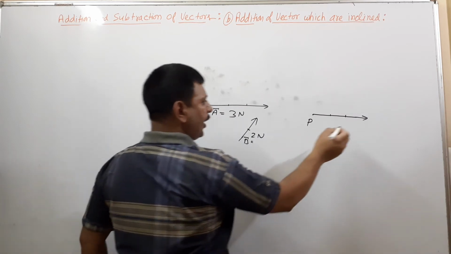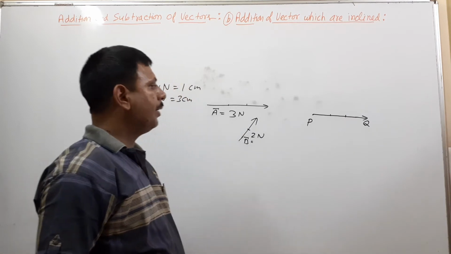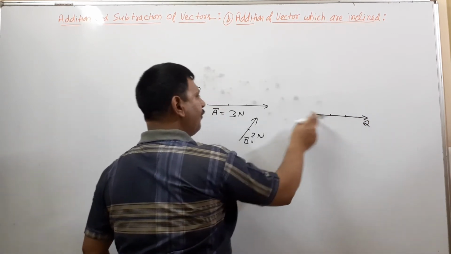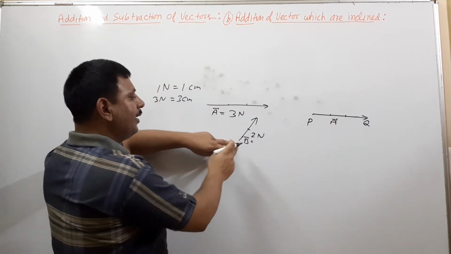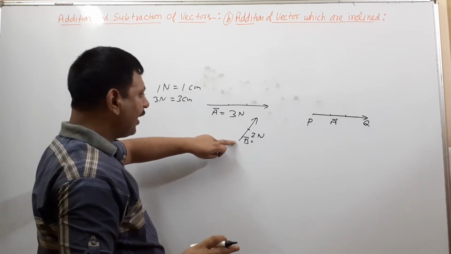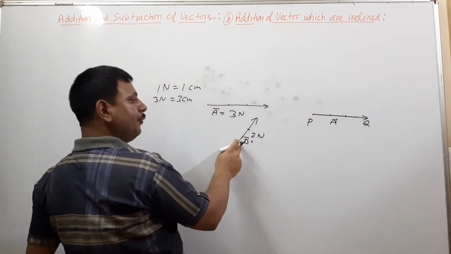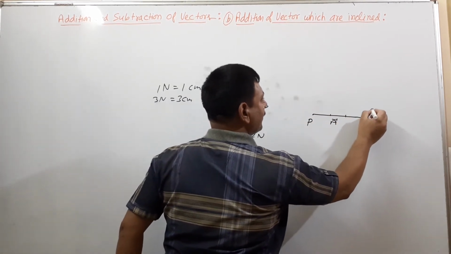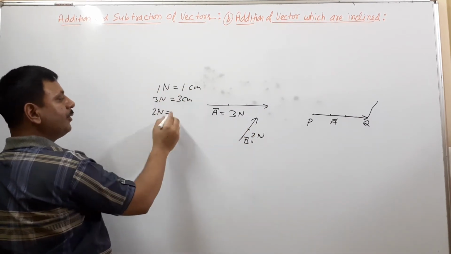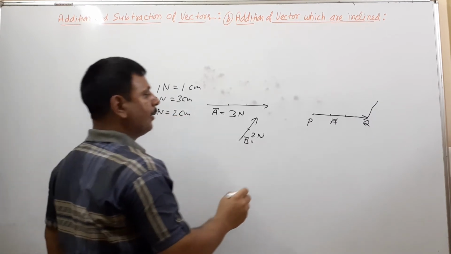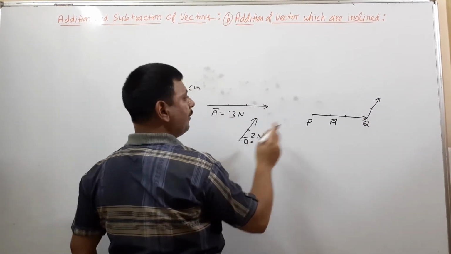P will be the initial point and at the end of 3 centimeter that will be the terminal point. From the terminal point of first vector A, you will take the initial point or tail of second vector and draw parallel lines to vector B. We have drawn. And what will be the length? 1 Newton is 1 centimeter, so 2 Newton is 2 centimeter. Draw here 2 centimeter. So this will be vector B.